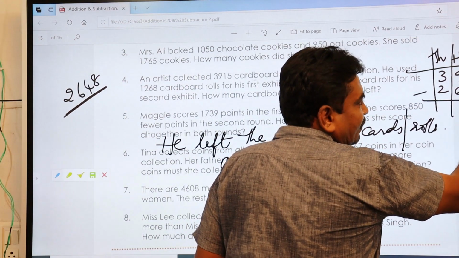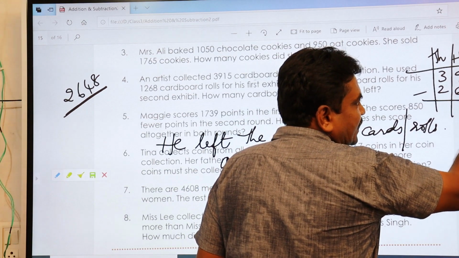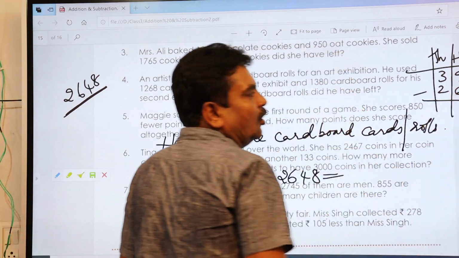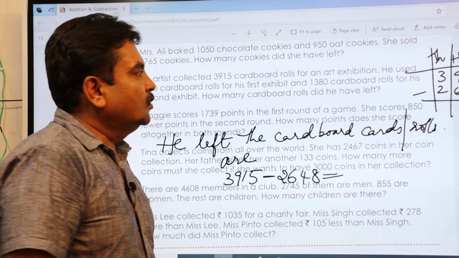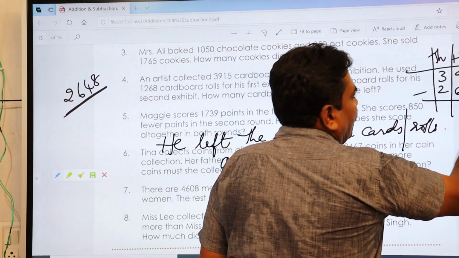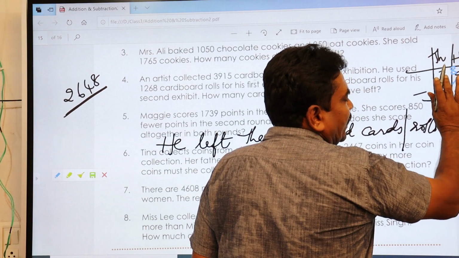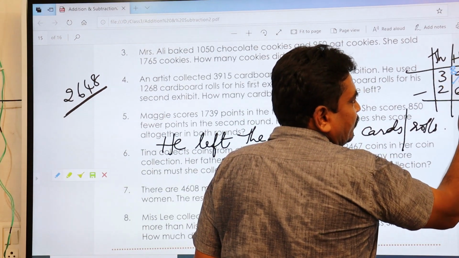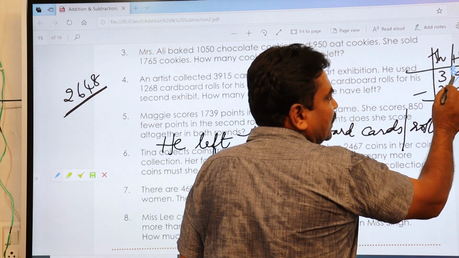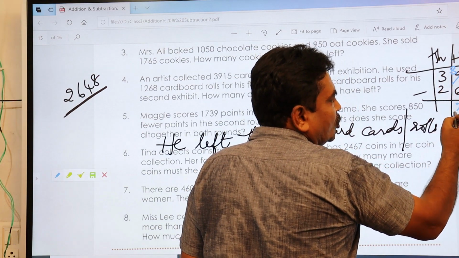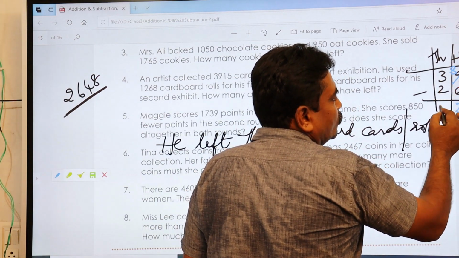You have taken this 1 away, so it remains 0 here. From 0 you cannot take out 4. So you carry 1 from the beside number. This number becomes 8. Keep it as it is. Think about this: 10 minus 4 is 6. Now come to this. 8 minus 6 is how much? 2. And 3 minus 2 is 1.